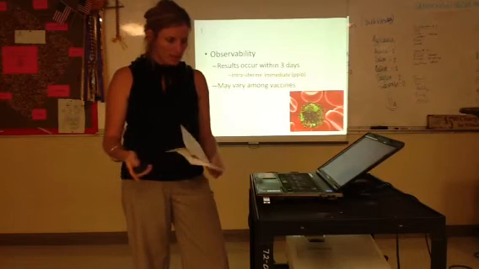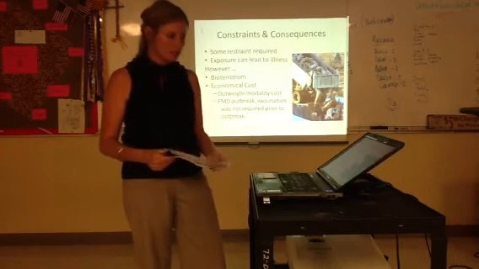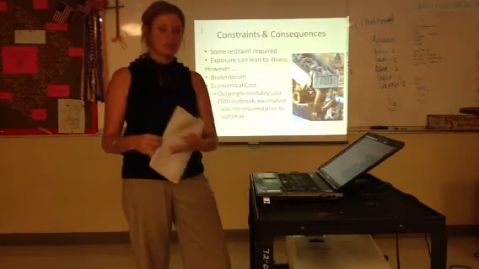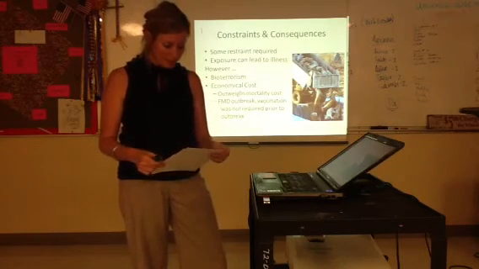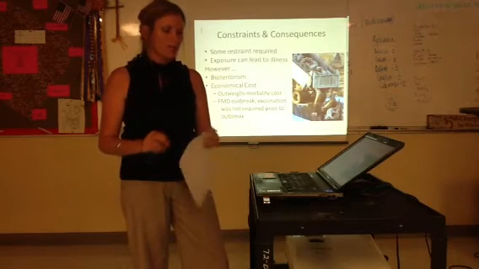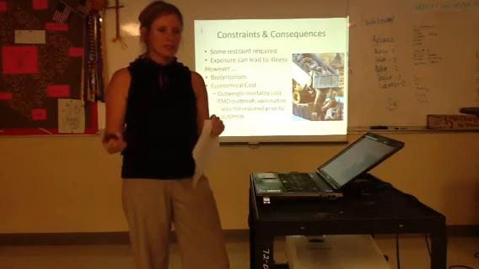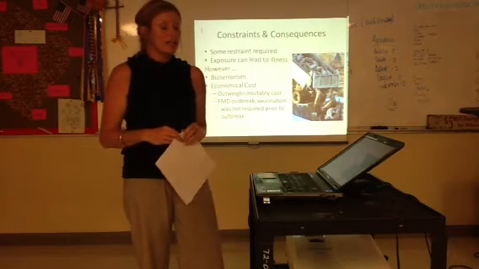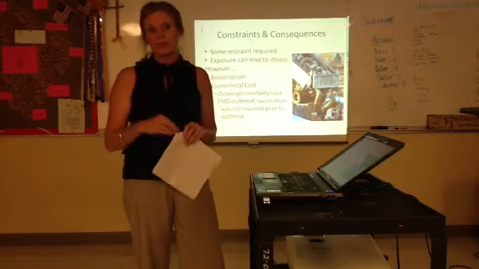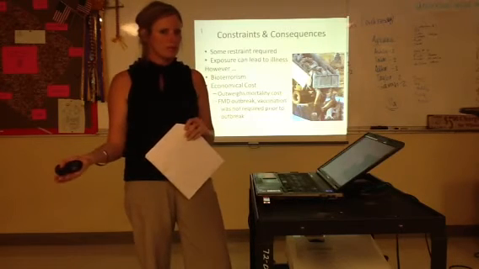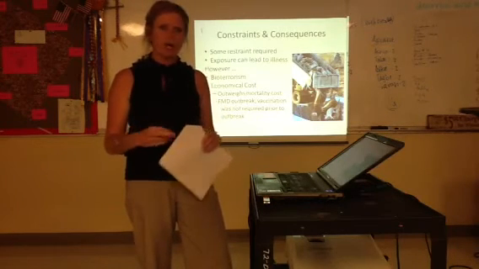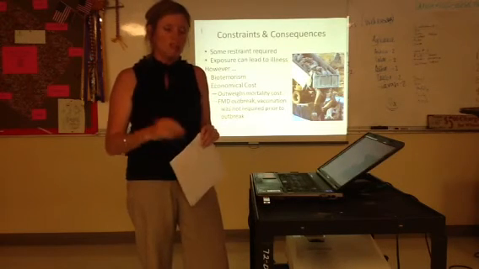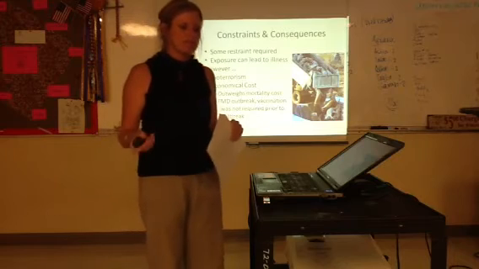Okay, now let's talk about the constraints and consequences. Although we talked about the constraints, some restraints are required. Exposure can lead to illness. We talked about how when you vaccinate, if the animal has already become infected, or if the animal's immune system is weakened as a result of maybe a respiratory infection, or something going on with their immune system, then they can become ill as a result of you giving that vaccine. So that would be a constraint.